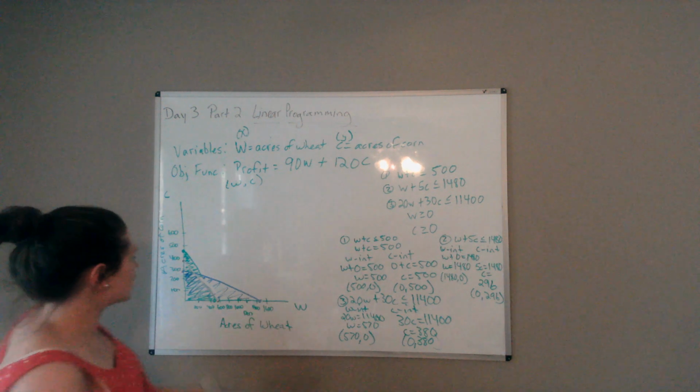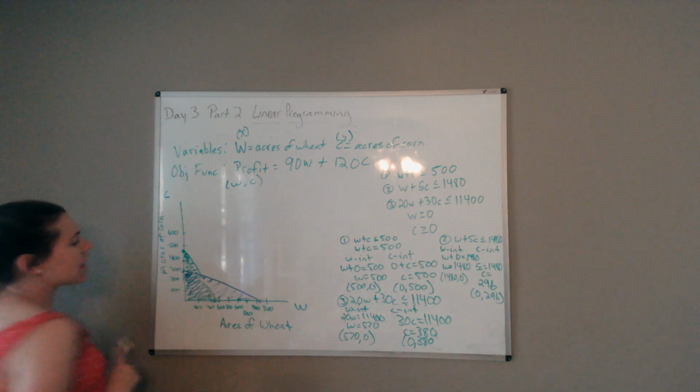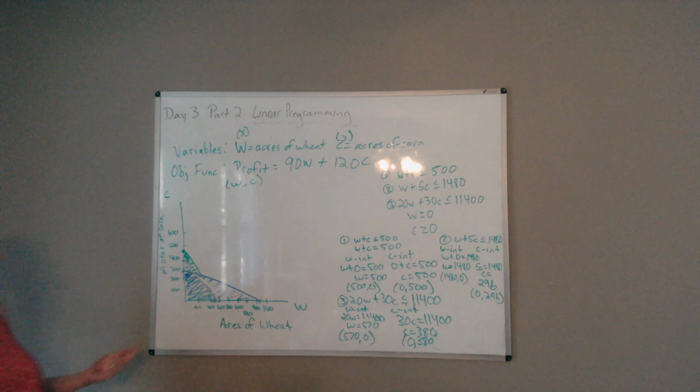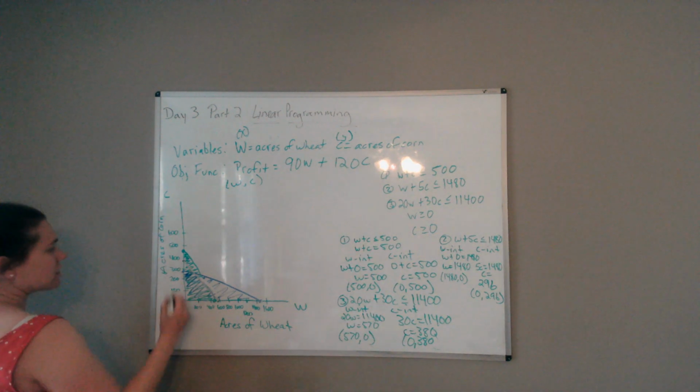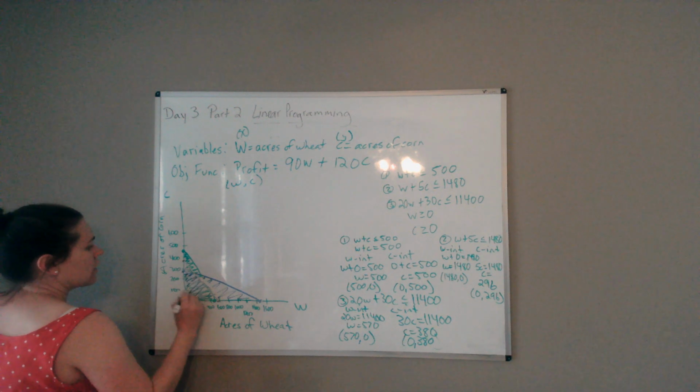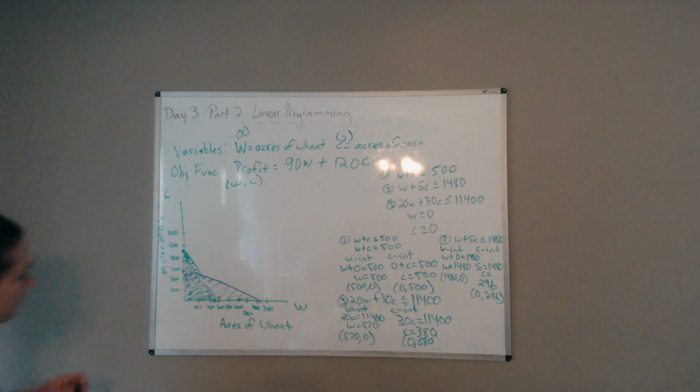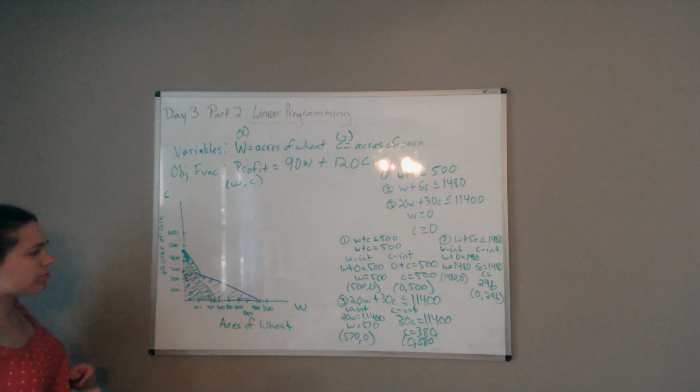Okay, should you be shading above the black line or below the black line? Well, test a point, 0, 0. Does 0, 0 satisfy this constraint? Yes, so you should be shading towards it. Okay, and now we have to figure out the area where you shaded for all three.